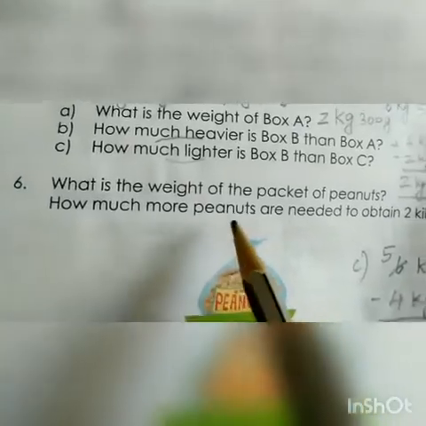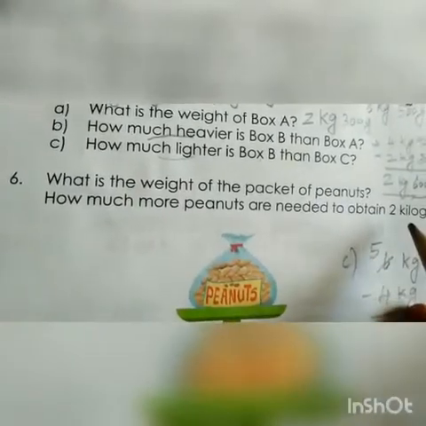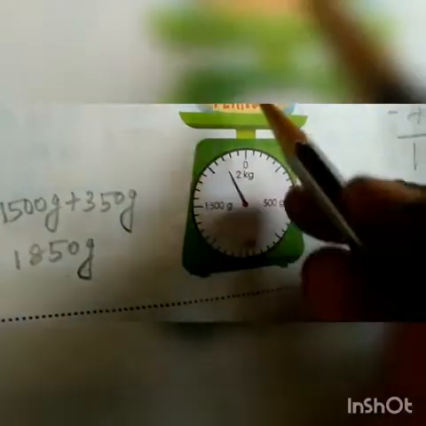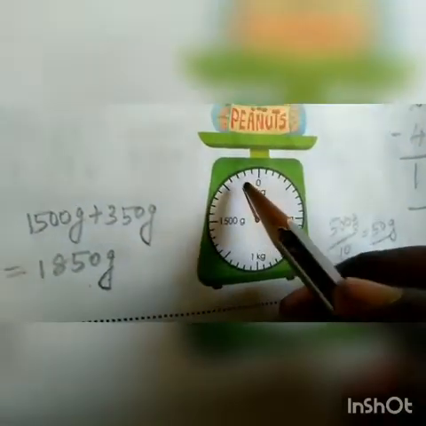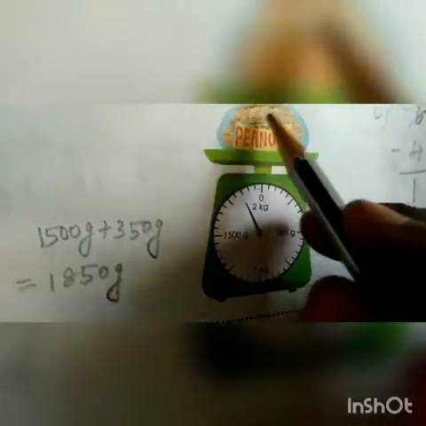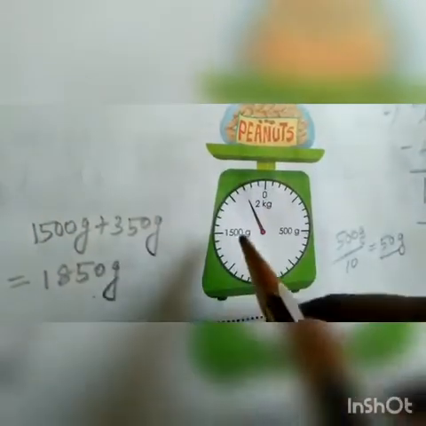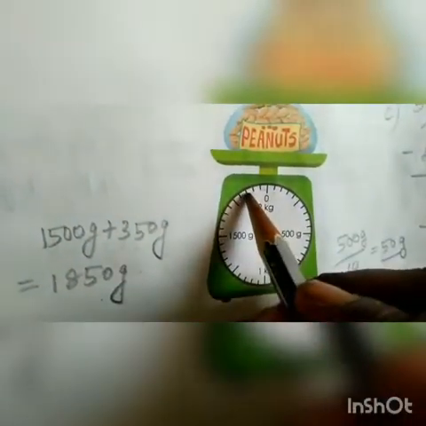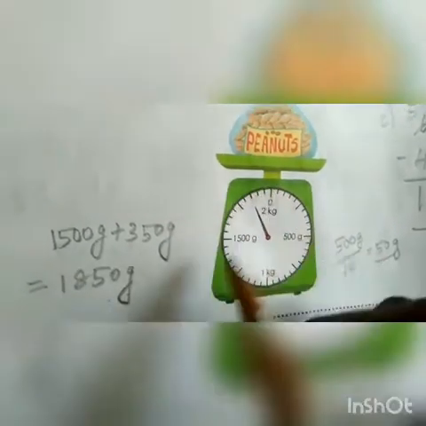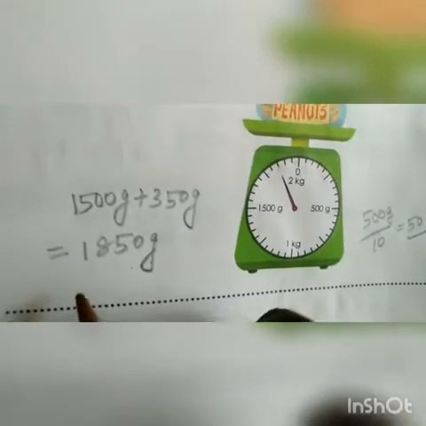How much more peanuts are needed to obtain 2 kilogram? So to reach 2 kilogram, how much weight do we have to place? Then how much peanuts, how much kilogram do we have to keep on the weight machine? So after 350, how much? 50, 100, 150. So we have to add 150 gram.